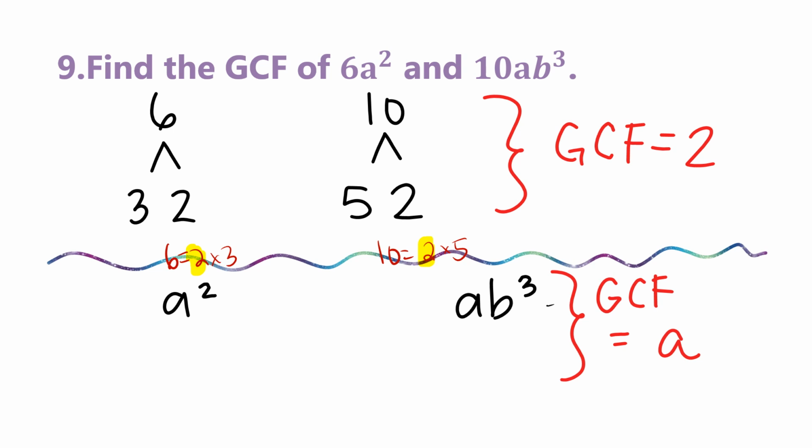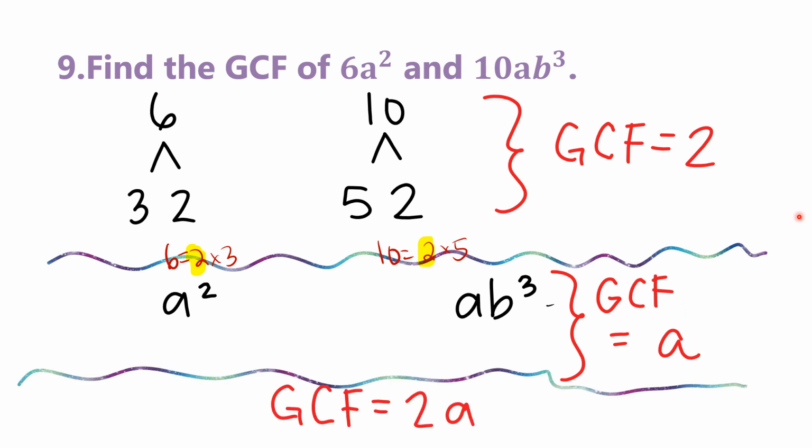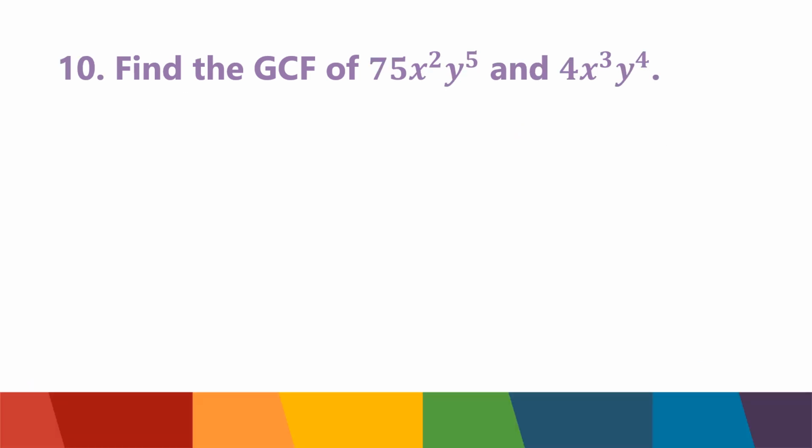The GCF of the number part was 2. The GCF of the variable part was a. So the GCF is 2 times a. Remember, factor means multiplication, that's why we multiply those together. A little bit more difficult, but I know that you can do this, so I want you to try this one.